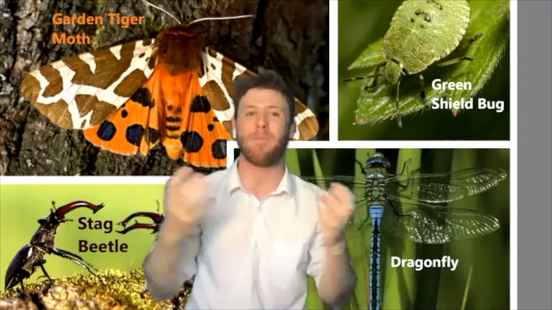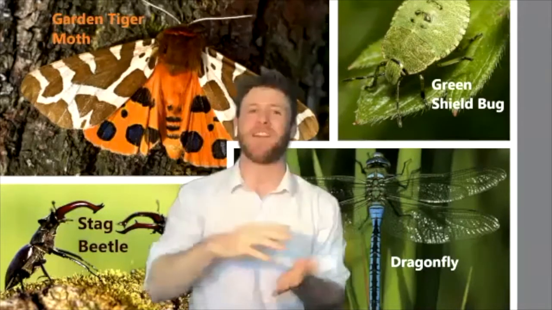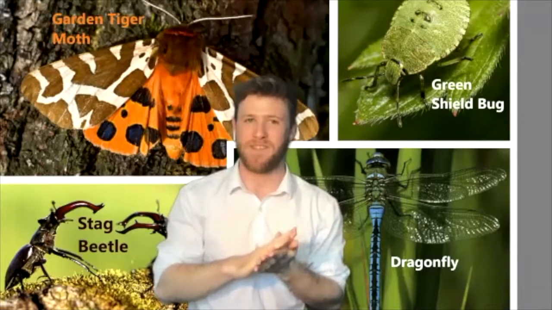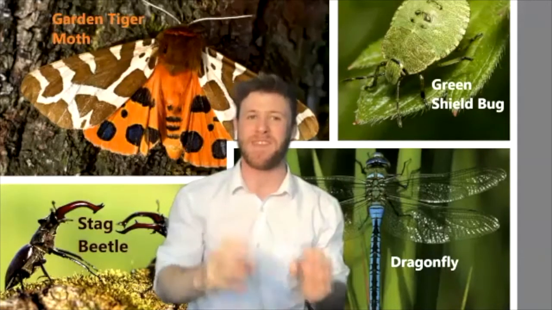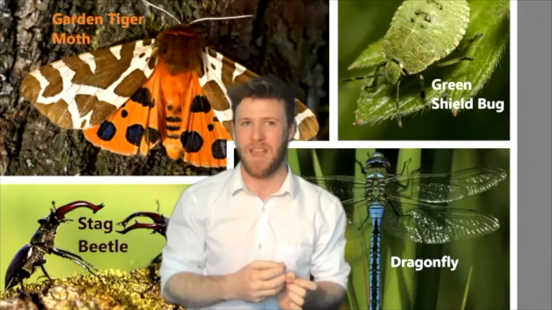It camouflages itself on the leaf that it likes to eat and the leaf that it likes to live on. So it's very, very difficult for predators and things that want to eat it to be able to see it. So it's very, very good at surviving.